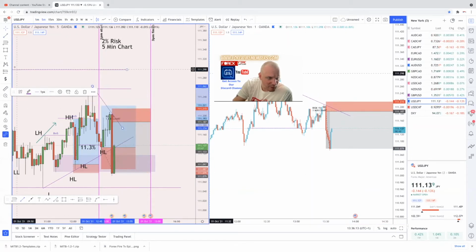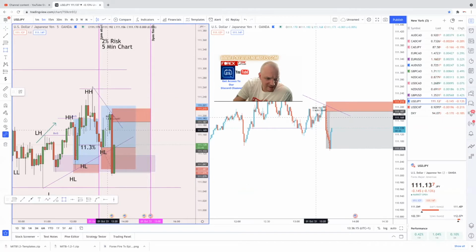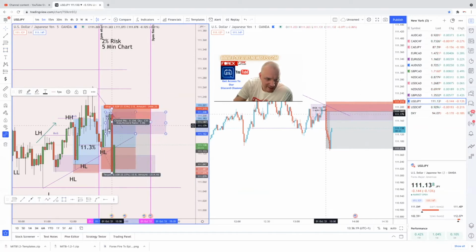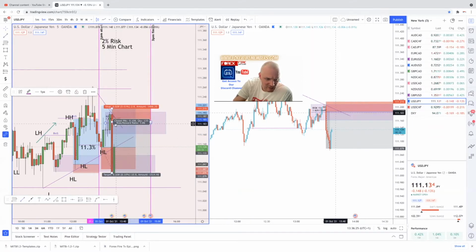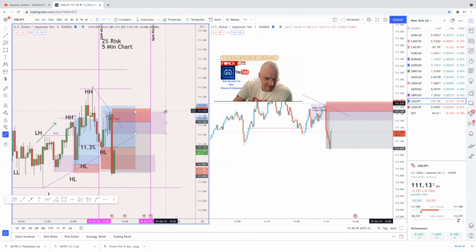See if this comes up order block wise. We've got that there. It's coming nicely into the 50% of that. We'll see if it comes up and touches into the crosshair. I'll pause the video, see if it comes up. I'll be back in a second, guys.